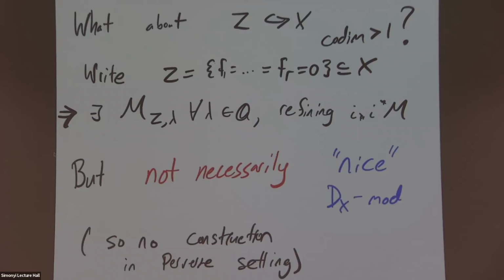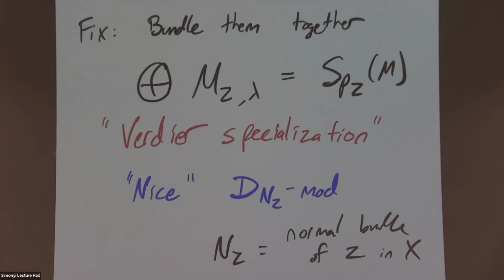But these are not nice. So these modules do not even need to be coherent over D_X. They're coherent over a larger ring, but they don't fit very well into the story. And especially you can't try to apply going backwards in the perverse construction. Actually, it's not so bad. You just bundle them all together and you do get a nice object. If you take the direct sum over all the λs, there's basically a discrete set over which these things are non-zero. You get what's called the Verdier specialization.